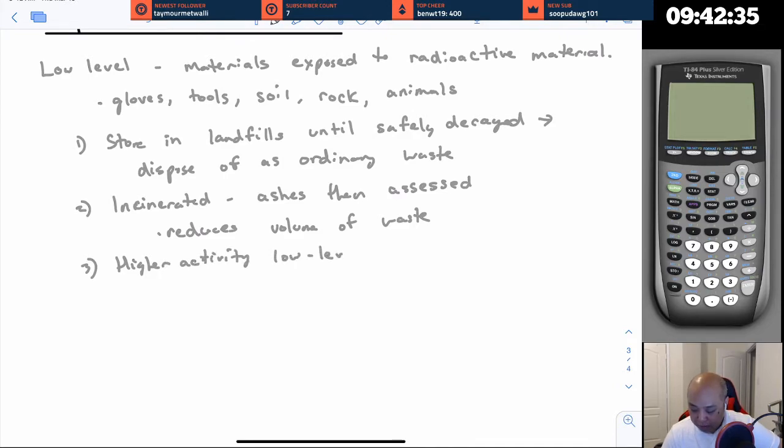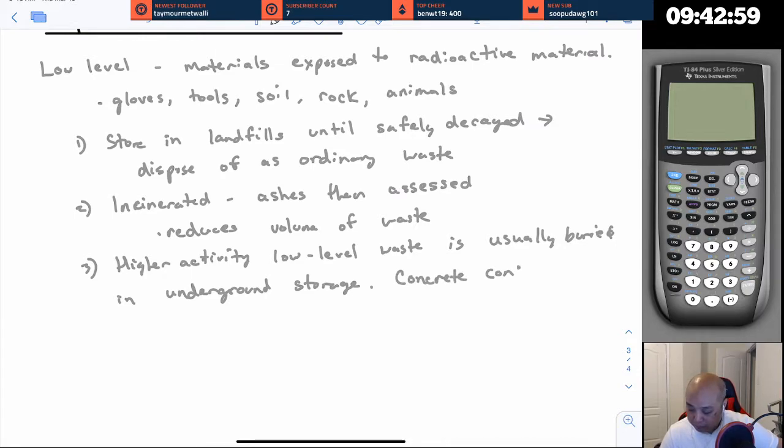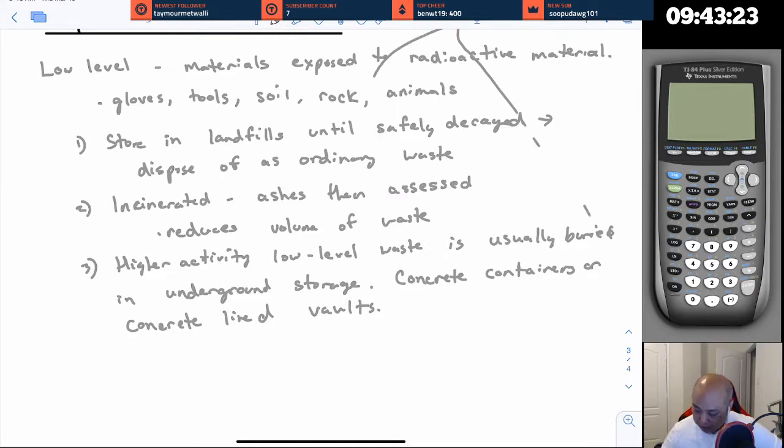Higher activity, low level waste is usually buried in underground storage, usually in concrete containers or concrete lined vaults. So they're not just buried in the soil. They are in concrete containers, concrete vaults that prevent the radiation from escaping and affecting around there. And sometimes this can be up to 500 years for some of this stuff before it becomes safe.